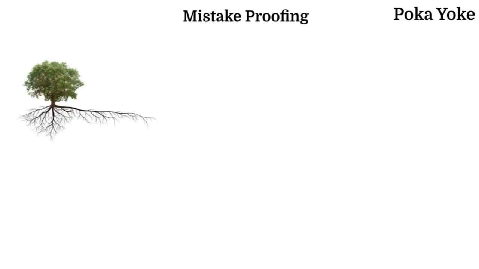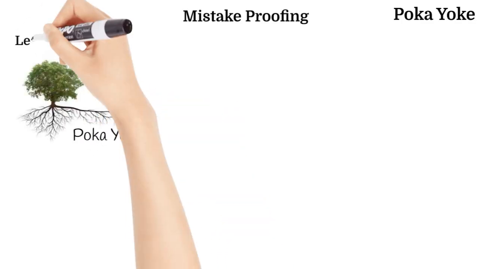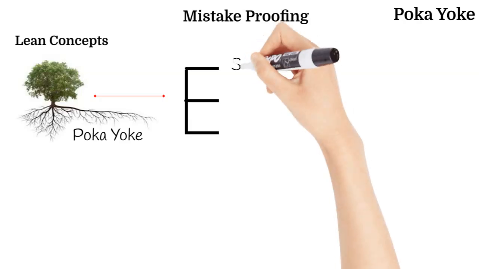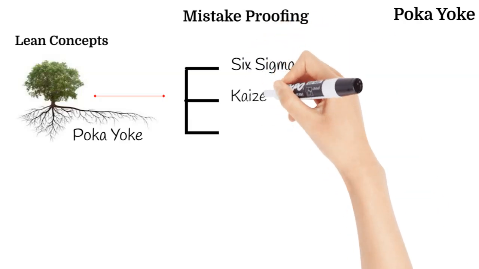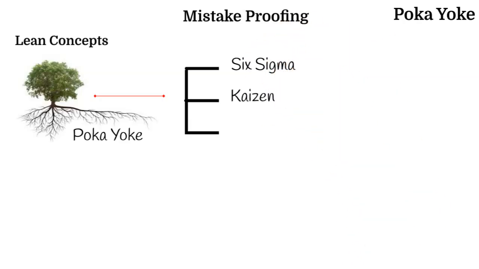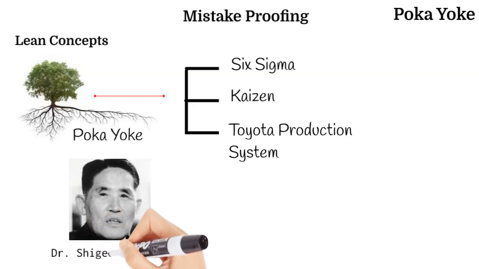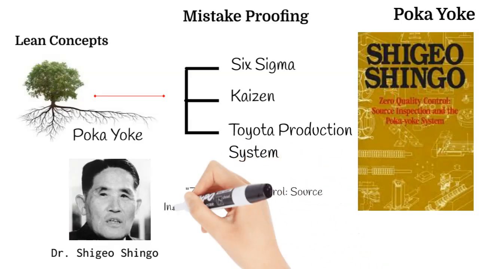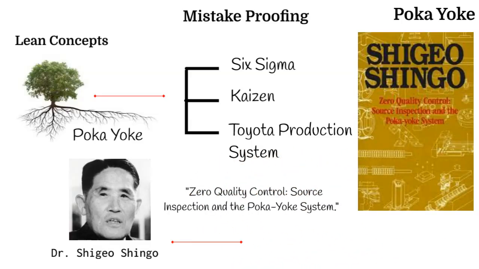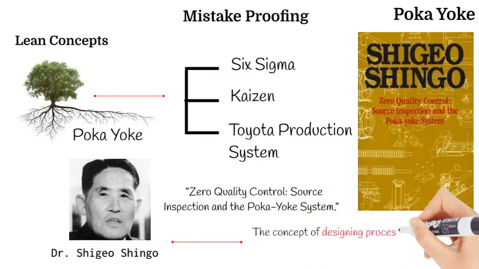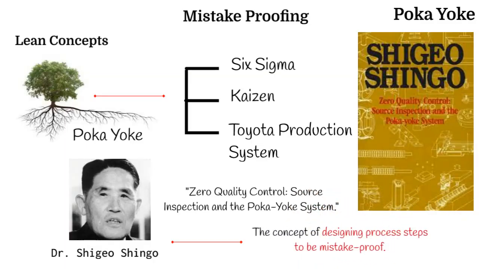Poka Yoke have their roots in lean manufacturing and are closely aligned with Six Sigma methodologies, continuous improvement, or Kaizen ways, and the Toyota Production System, or TPS. Dr. Shigeo Shingo, an industrial engineer who was also a Toyota consultant, authored the book Zero Quality Control, Source Inspection, and the Poka Yoke System. There he described the concept of designing process steps to be mistake-proof.